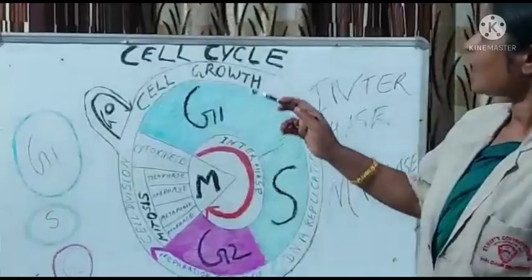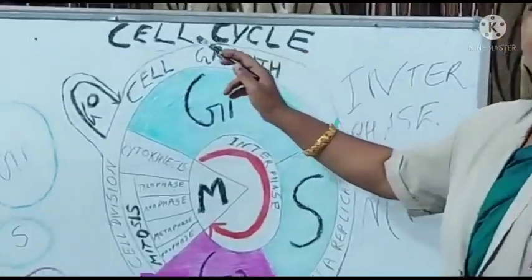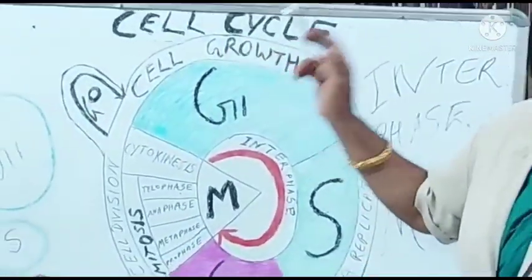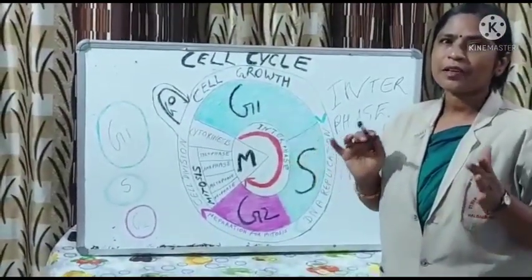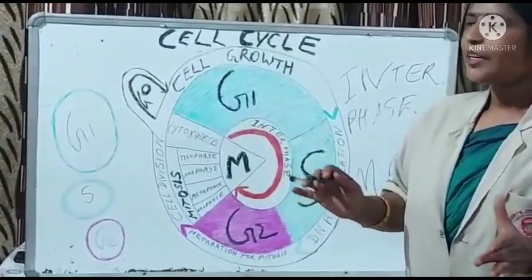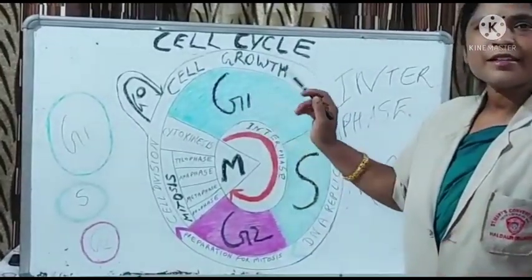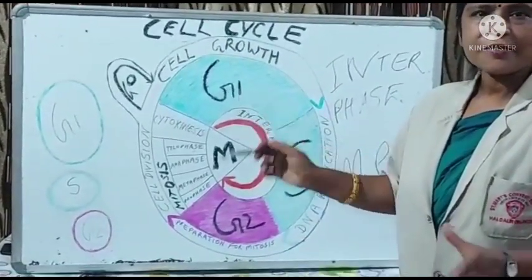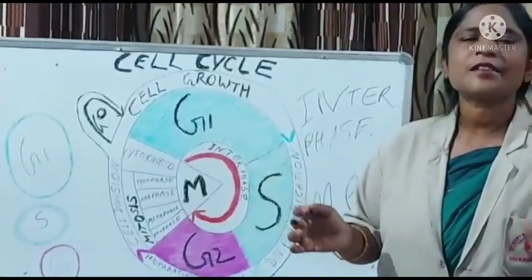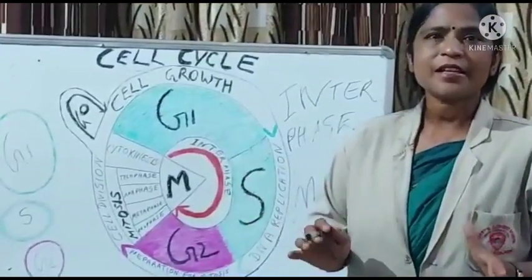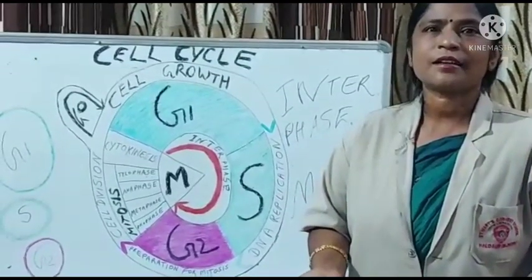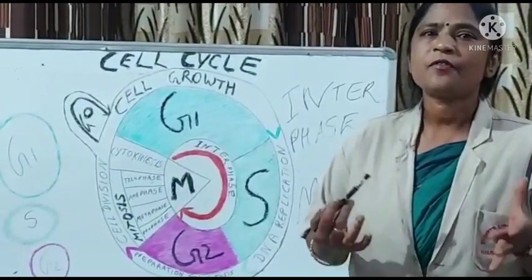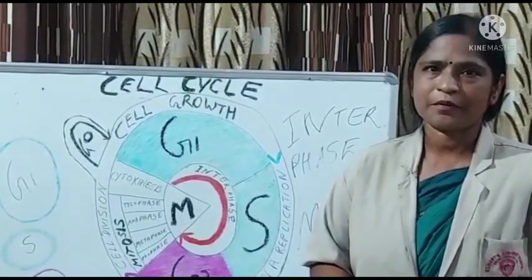To explain about the cell cycle. Cell cycle is a series of events. It takes place in a cell. As we know, all the living beings are made up of cells. And cell is also known as the structural and functional unit of life.